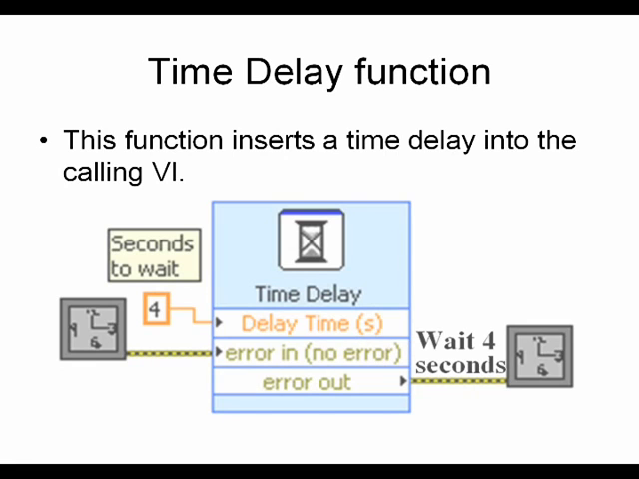And another function would be the time delay function. This function inserts a time delay into the calling VI. For example, on the left hand side of the screen we see a VI that, once it has run, will then run the time delay, which will set a delay of 4 seconds before running the VI that is on the right hand side.